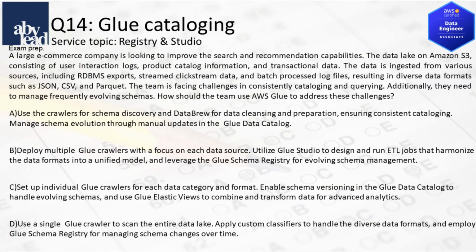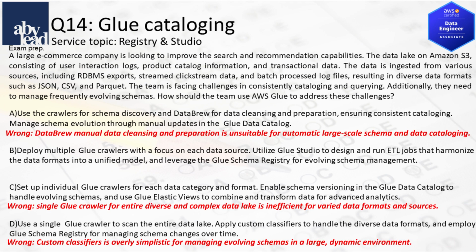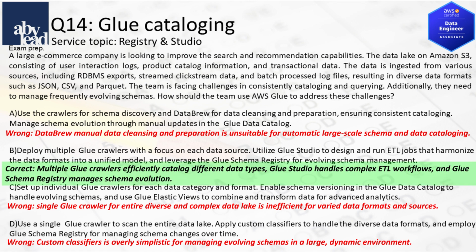Question 14. How do you catalog and query diverse format schemas in an S3 data lake from various sources? DataBrew manual data preparation is unsuitable, and a single Glue crawler for a data lake is inefficient. Besides, custom classifiers are overly simplistic for managing evolving schemas. The solution is to catalog data types with multiple Glue crawlers, and to use Glue Studio for workflows with Glue Schema Registry for schema evolution.